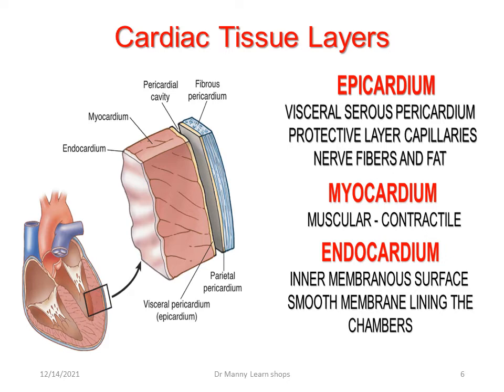Now, the tissue layers of the heart consist of the epicardium, myocardium, and endocardium. The epicardium can sometimes be called the pericardium. You have the visceral, serous pericardium, and the epicardium basically is a protective layer of capillaries, nerve fibers, and fat. The myocardium is the contractile element. It's muscular. The endocardium is the inner membranous surface, the smooth membrane lining of the chambers, which is actually continuous with the circulatory system, the arteries and the veins.